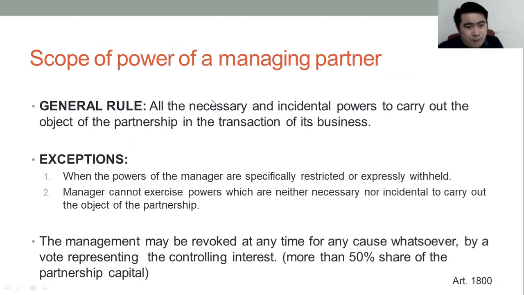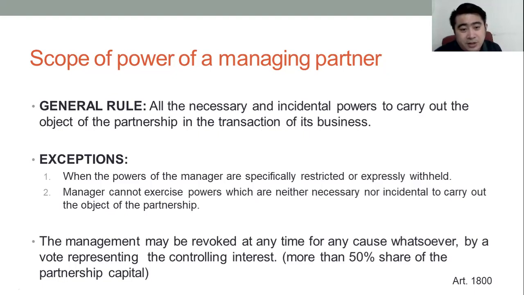So what is the scope of power of a managing partner? The general rule is all the necessary and incidental powers to carry out the object of the partnership in the transaction of the business. The exceptions are when the powers of the manager are specifically restricted or expressly withheld, and when the manager cannot exercise powers which are neither necessary nor incidental to carry out the object of the partnership.